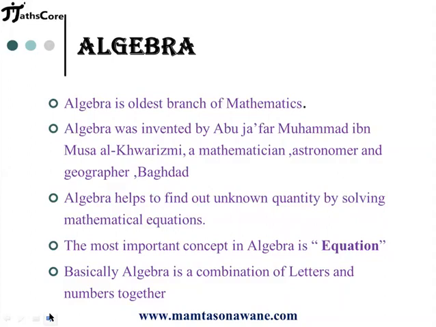Basically, algebra is a combination of letters and numbers together. There are many basic concepts related to algebra we have to learn, but here we just have to learn that algebra is a combination of letters and numbers together. Letters mean variables and numbers mean constants. So when we take constants and variables together, it makes algebra.